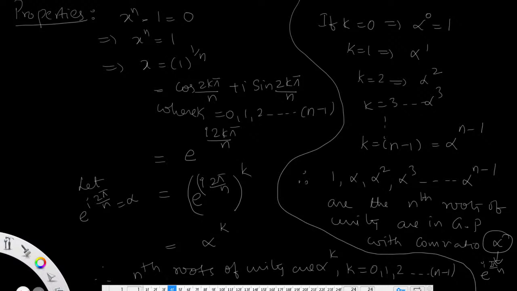So the nth roots of unity are in the form of alpha to the power of k, where k equals 0, 1, 2, and so on up to n minus 1. Suppose I take k equal to 0, you get alpha to the power of 0 equal to 1, and next alpha to the power of 1, alpha square, alpha cube, and so on up to the last term, alpha to the power of n minus 1. Therefore, 1, alpha, alpha square, alpha cube, and so on up to alpha to the power of n minus 1, the nth roots of unity, are in GP.